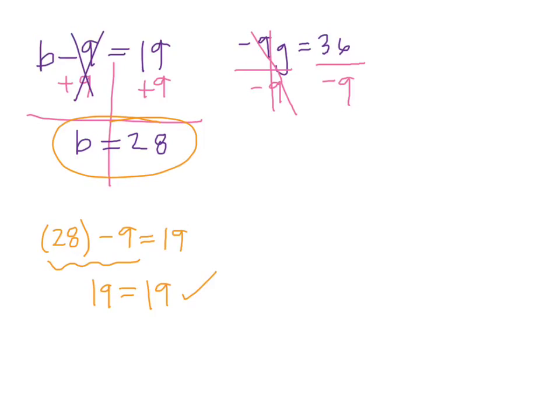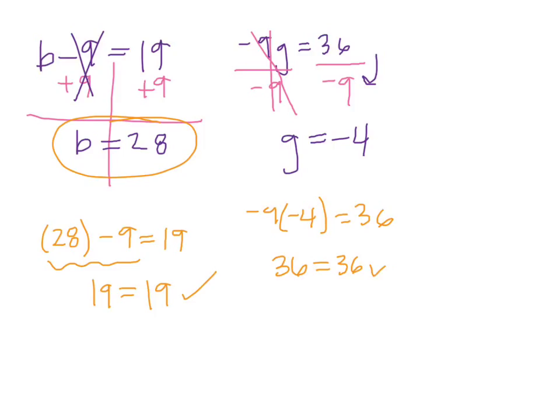The only thing left is g. 36 divided by negative 9 is going to give me negative 4. And let's check my answer. Negative 9 times negative 4 equals 36. I know a negative times a negative is a positive. 9 times 4 is 36. Since that is true, that means my equation is true. g does equal negative 4.